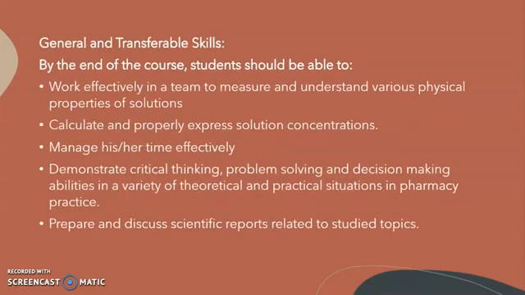Some general and transferable skills I need to mention here. They will be able to work effectively in a team to measure and understand various physical properties of solutions, calculate properly, express the solution concentrations, manage his and her time effectively, which is very essential, and demonstrate critical thinking, problem solving, and decision making abilities in a variety of theoretical and practical situations in pharmacy practice. They will prepare themselves to discuss scientific reports related to studied topics.